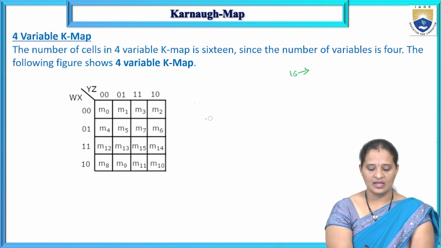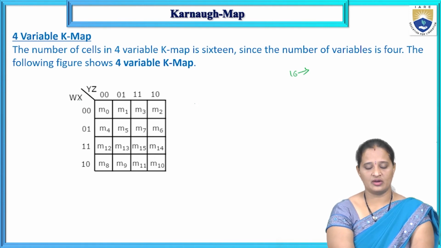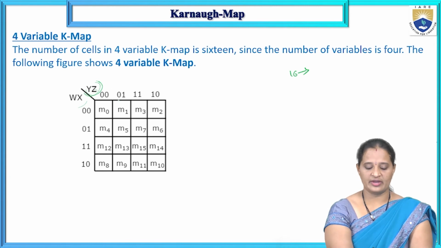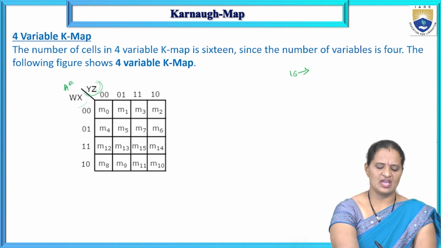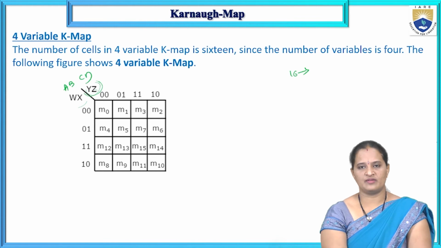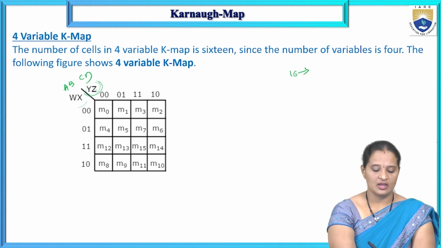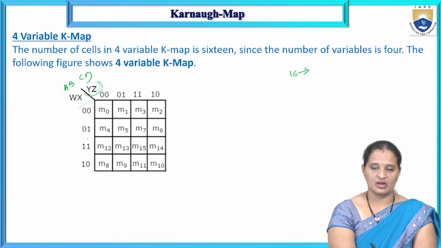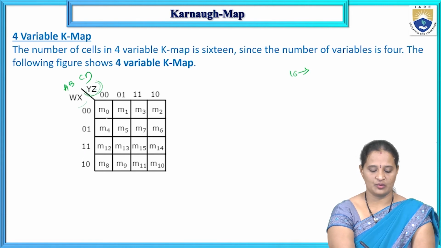Totally, the rows are used to represent two variables, and the columns are used to represent two variables, wx and yz. Either you can take a, b, c, d also. Whatever variables you want, you can take, but the order should be the same as mentioned in the function or in the truth table. Again, we need to take the values of the variables in gray code: 0, 0, 0, 1, 1, 1, 1, 0. Here also the same thing.